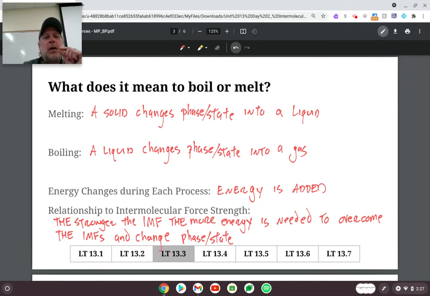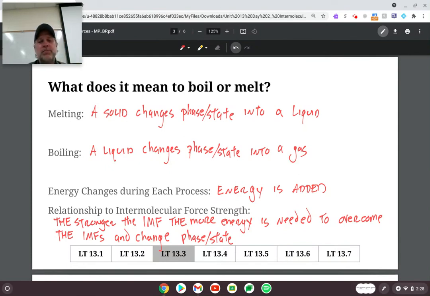Melting is defined as when a solid changes phase or state into a liquid, and boiling is defined as when a liquid changes phase or state into a gas. The thing that's common about both melting and boiling is that energy is added. However, if we wanted to freeze something or condense something, we would take energy away.